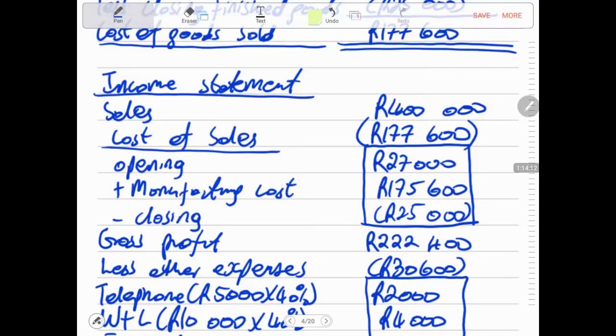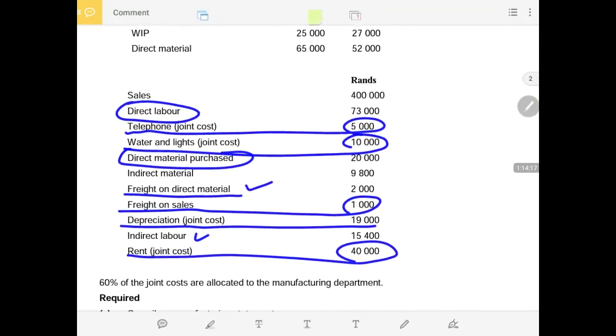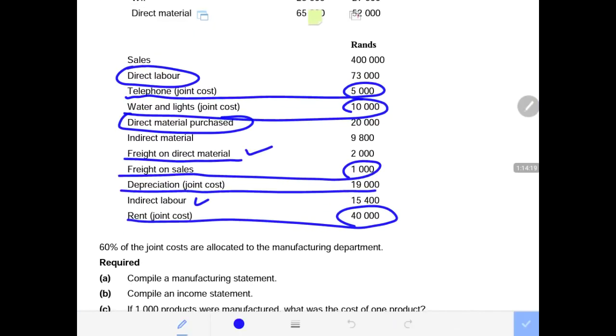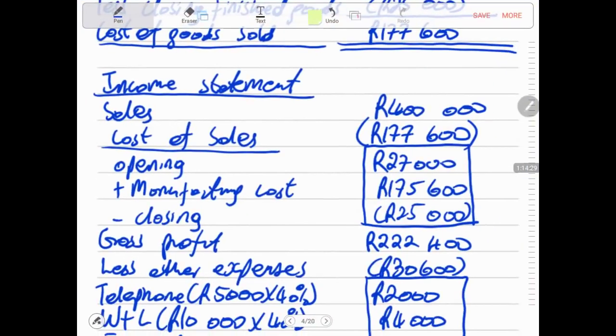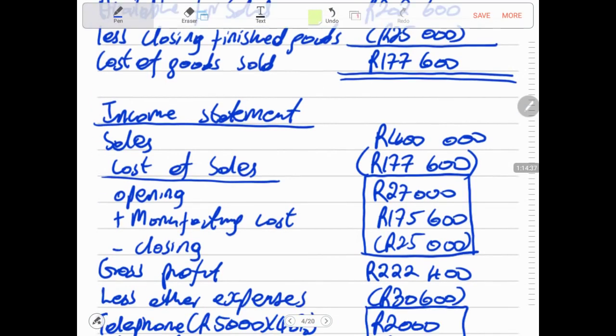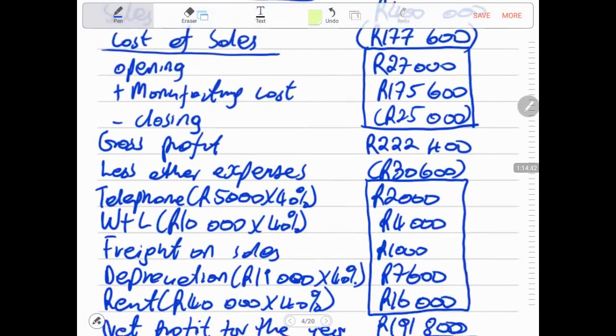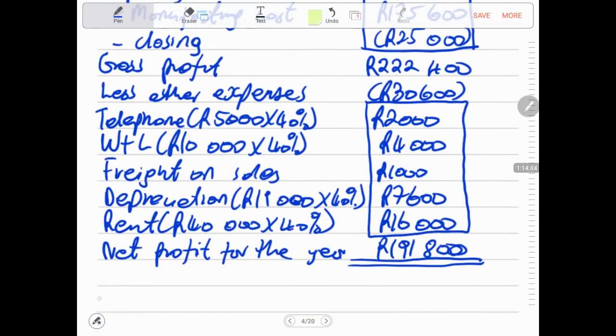So you might be required to calculate the cost of sales, or the requirement might say calculate the cost of sales. But here they did not specifically say it must be cost of sales. They just said compile a manufacturing statement, which is calculating cost of sales. Hence, in my line item, I said specifically cost of goods sold, which is our cost of sales, and is aligned also with the income statement. And we have done the second requirement, which is the income statement, and the third requirement, which is number C, is to calculate the cost per unit.